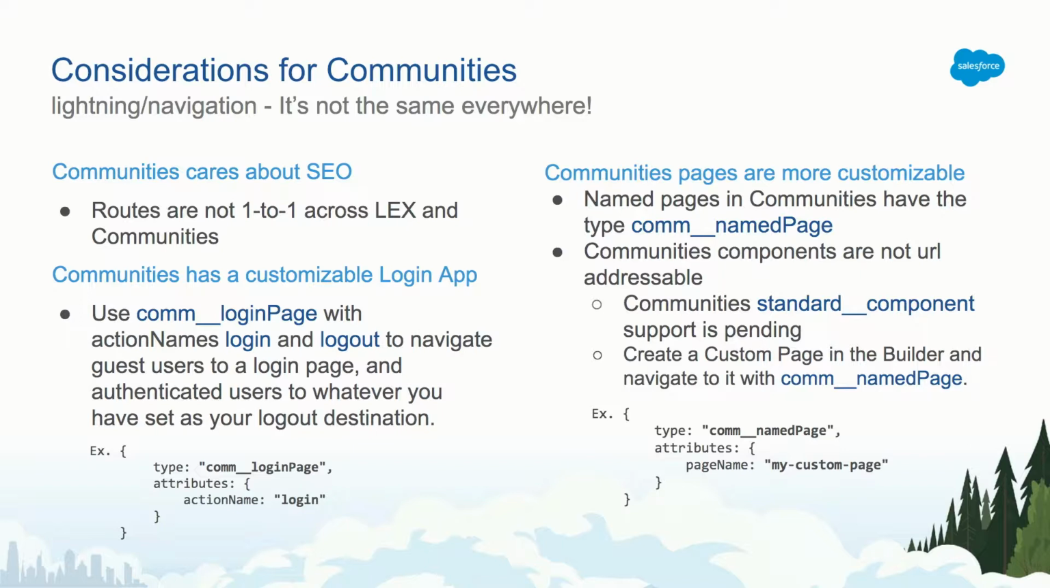Another point about communities being public-facing: we need some way to log in guest users. So we've added a COM login page that you can use to navigate your users to your login app using the action name login. And you can log them out also with the action name logout.